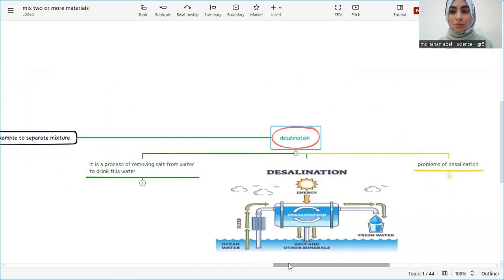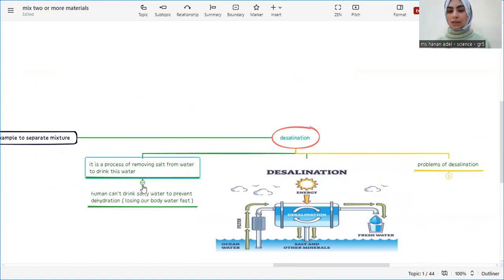What is the desalination process, miss? It's a process of removing the salt from the seawater or ocean water so we can drink it. Actually, it's removing everything from the water so we can make it fresh water and drink it. Why can't we drink the salt? Why can't we just take this water that contains salt and drink it?